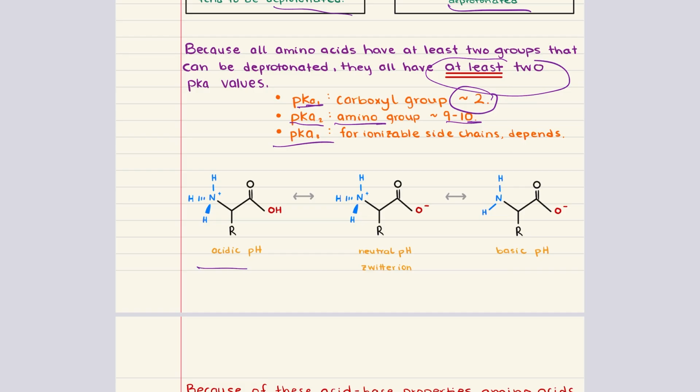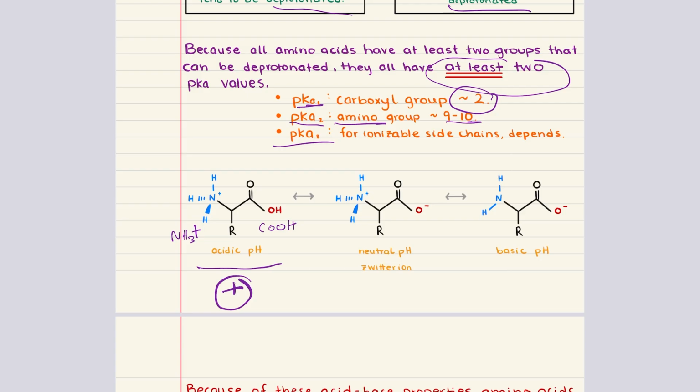So at a low pH, in acidic conditions, the solution contains lots of free protons. In this environment, the amino acid is fully protonated. The carboxyl group stays in its protonated form as COOH, and the amino group is NH3 plus. That gives the molecule a net positive charge.